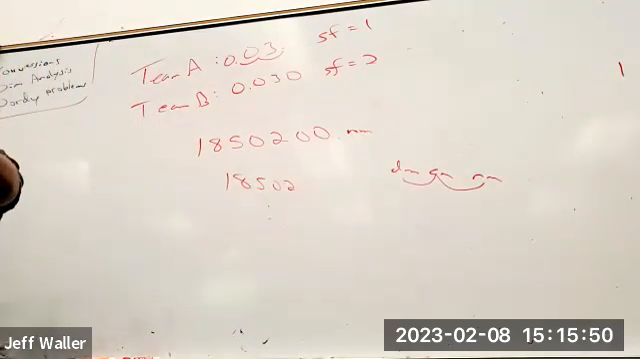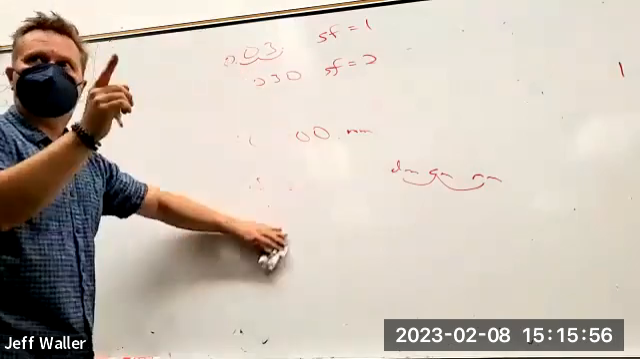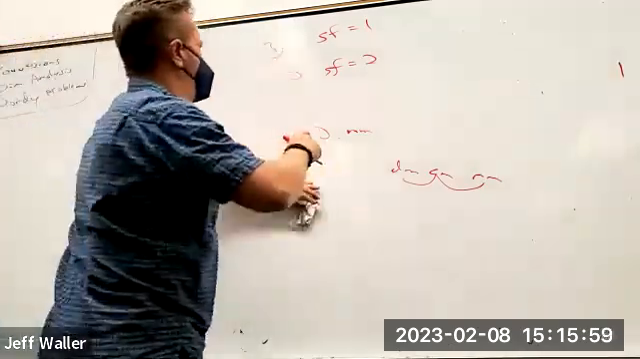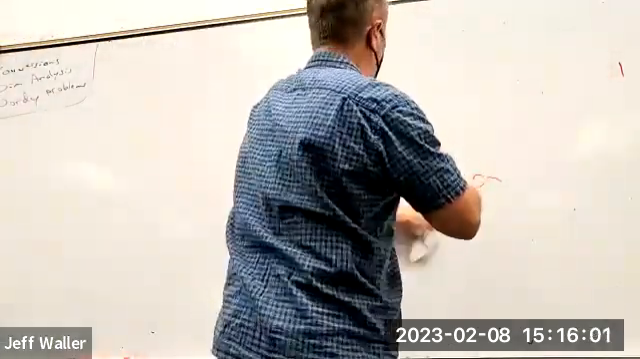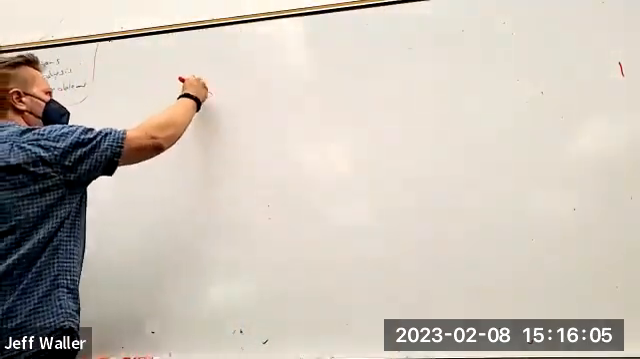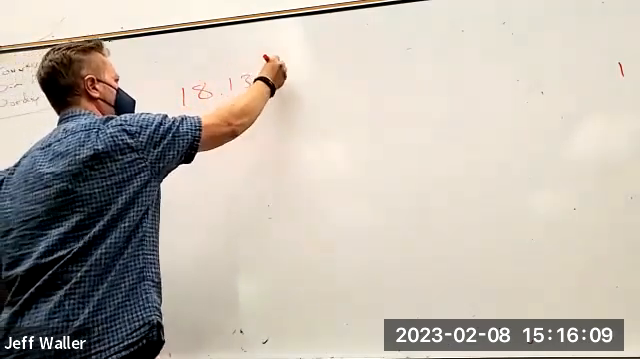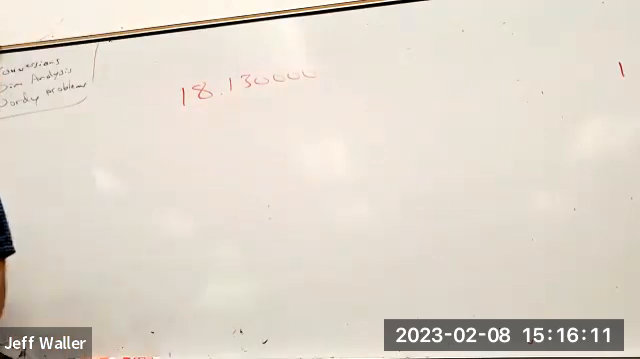All right, so I want to do a couple more examples. I want to show you the one place this sort of breaks down. There's one place this isn't fair. And I'll show you what people do to make it fair. So what if I had 18.130000? How many sig figs?